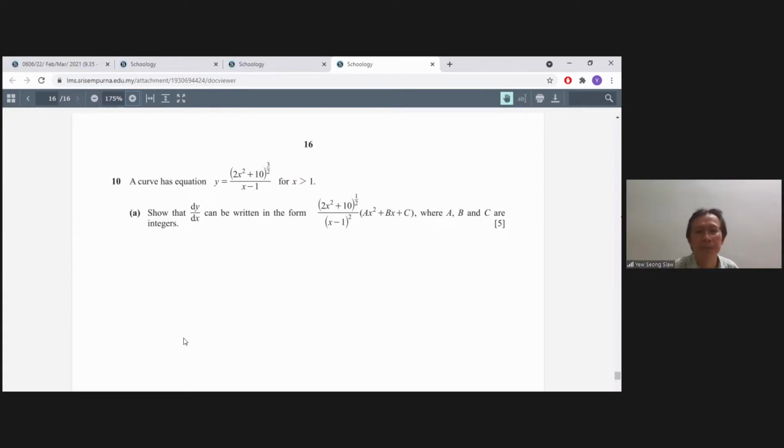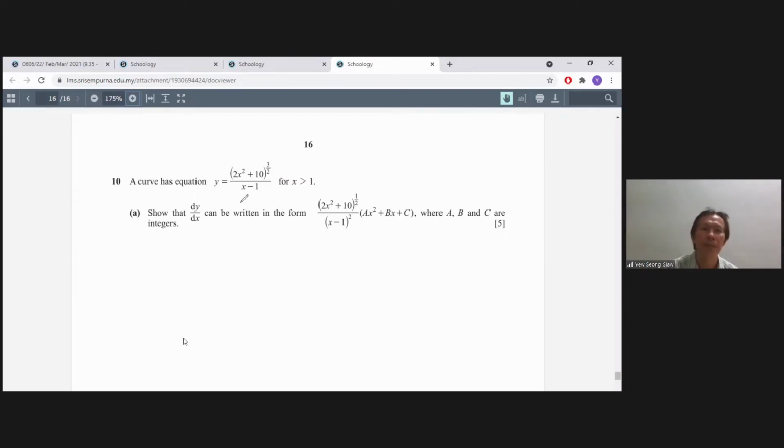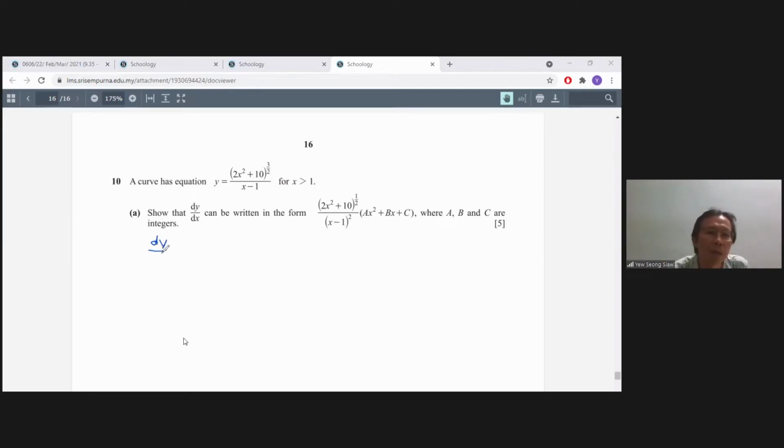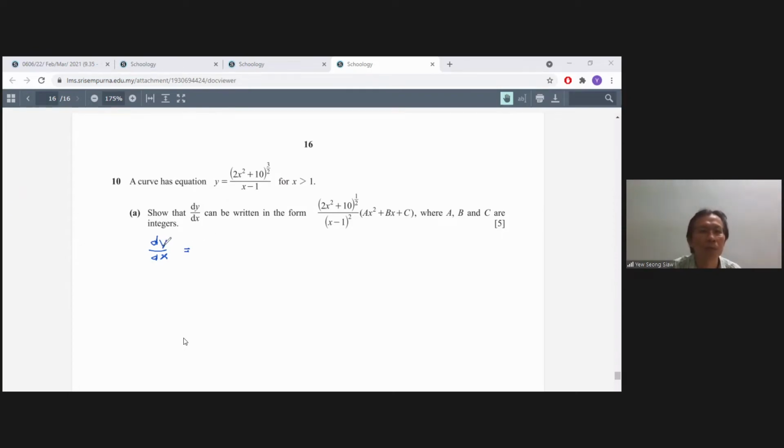Ashley, are you here? Yeah. Can you do the last question? What method? Quotient rule. Yeah, quotient rule. Can you tell me the formula? What is the formula? V du dx minus u dv dx over v squared. Yes.